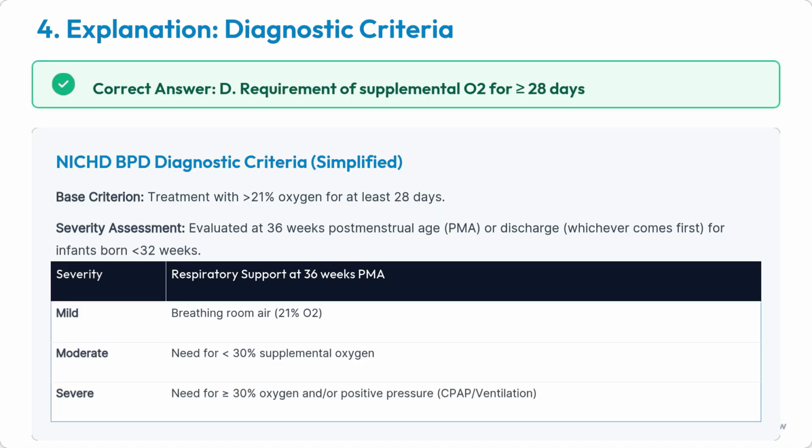The correct answer is option D, requirement of supplemental oxygen for greater than or equal to 28 days. The base criterion for diagnosing bronchopulmonary dysplasia is treatment with greater than 21% oxygen for at least 28 days. Severity is then evaluated at 36 weeks post-menstrual age based on the level of respiratory support needed.